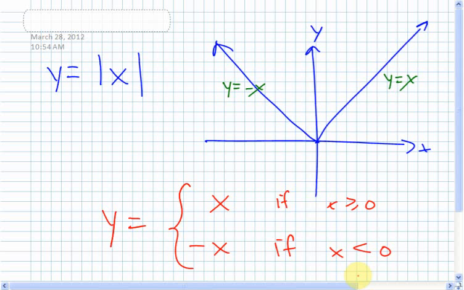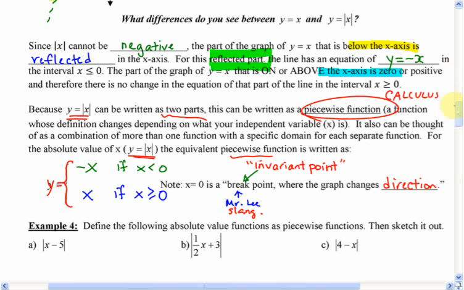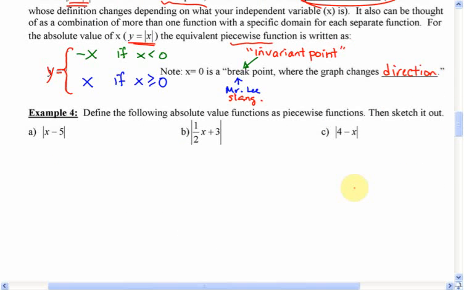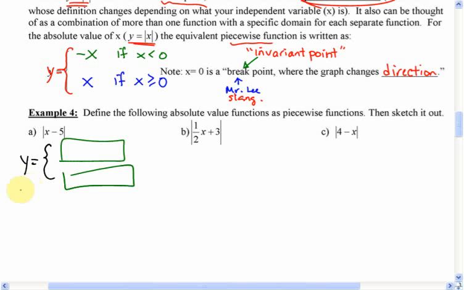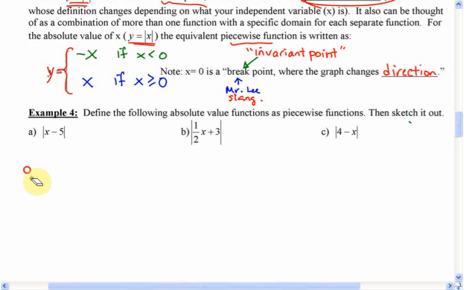Good. Here's what I'd like you to do next. Can you, in example 4a, define the following absolute value function as a piecewise function? Meaning, can you write it like this with the two parts, first part, second part? And then I'm going to ask you also, can you sketch it out? Now let me try the first one with you together, and then I'll let you try B on your own.